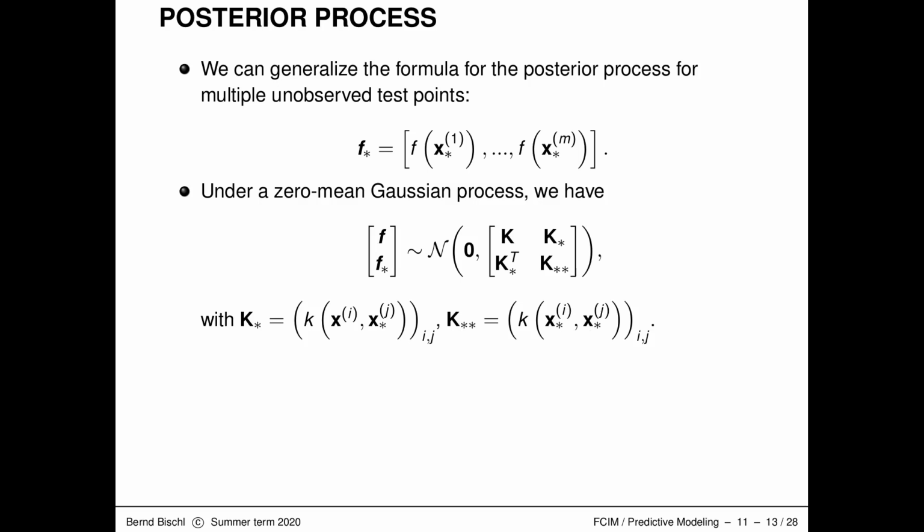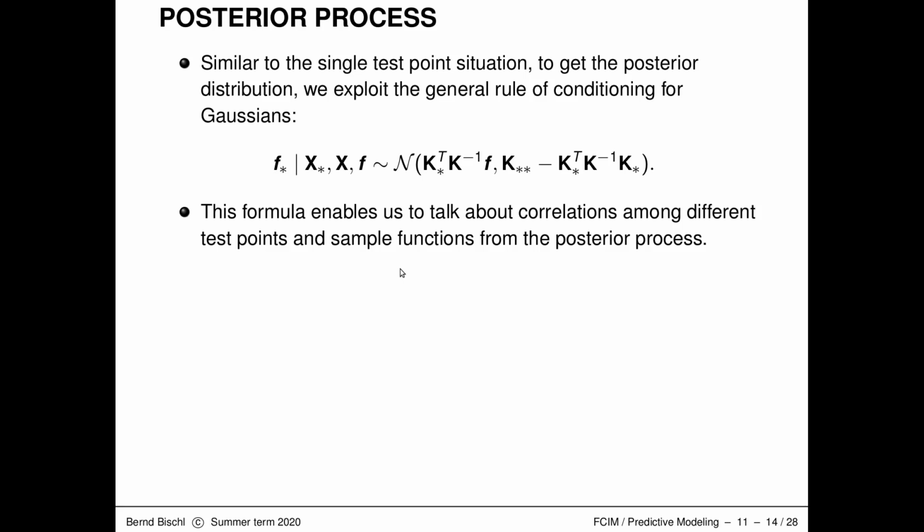But the whole derivation now of the predictive distribution of f star follows exactly the same pattern as before. There's not a big difference, and I guess you can also see from the pattern of the formula that it really looks super similar. Our lowercase vectors k star simply have become a matrix, capital K star, and the same for this K star star here. But this formula now enables us to talk about correlations among different test point sets and also to sample functions from this posterior process, which is pretty nice.